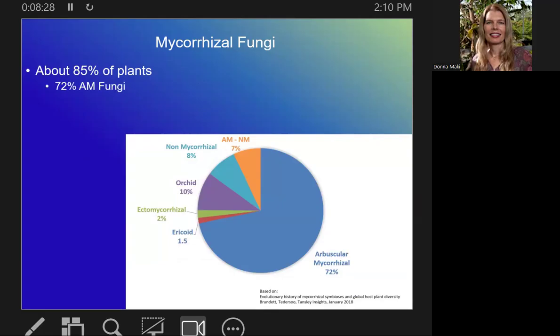And about 72% are what we call the arbuscular mycorrhizal fungi. And you can see with the pie chart, that's the deeper blue chunk of it. So the vast majority of plants have that relationship.